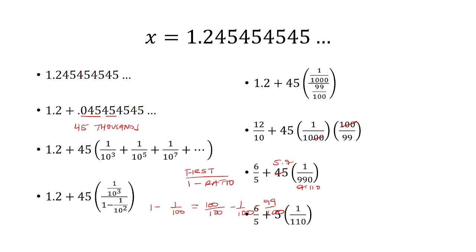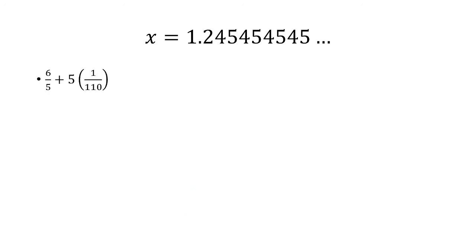We have 6 over 5 plus 5 times 1 over 110. At this point, I'm just going to multiply the 5 with the 110. Although technically this will simplify to 1 over 22, when you get a common denominator, you're still going to have to get 110 as the denominator. So you do that by multiplying 22 top and bottom. Add these and get 137 over 110 as our final answer.